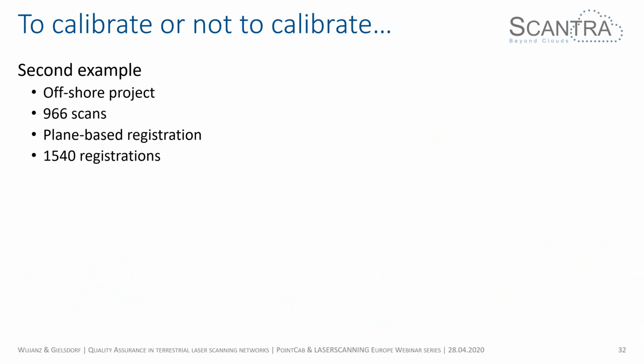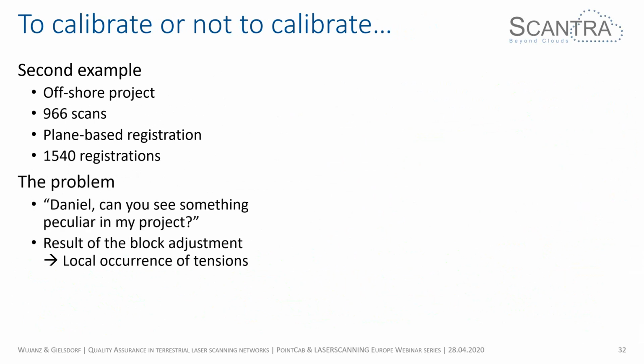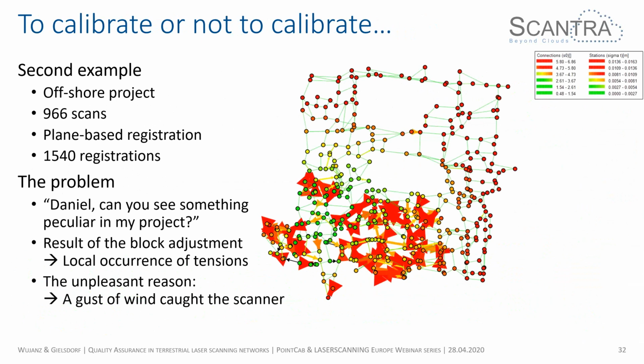So a very short example to finish off this subject. This is an offshore project, 966 scans, plane-based registration, very good redundancy, very good configuration, 1,540 registrations among scans. But what was interesting here, the client said, look, Daniel, can you see something peculiar in my project? That was all he said, and then he gave me the data, and I just had a brief look at it. I'm now showing you just one part of the project. There were, I think, 4 or 5 levels. I only show you one. I performed the block adjustment and had a look at the normalized residual, and you can see this local cluster, these local occurrences of tensions that I also couldn't release.